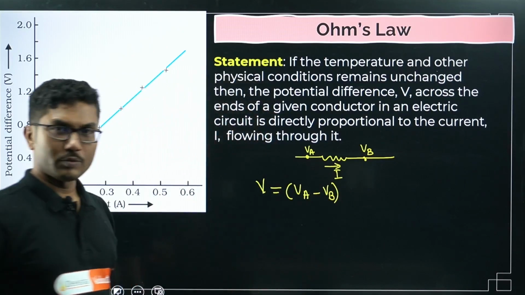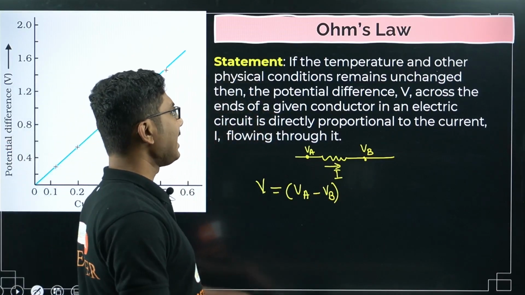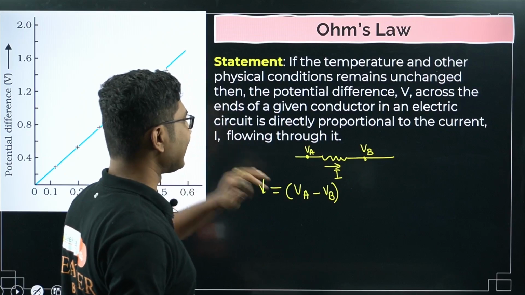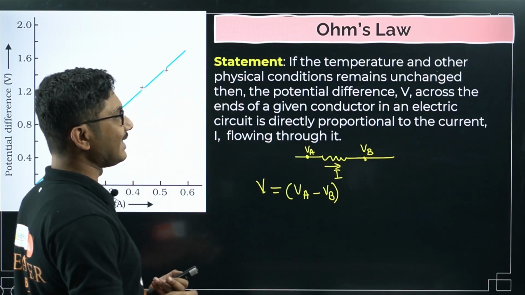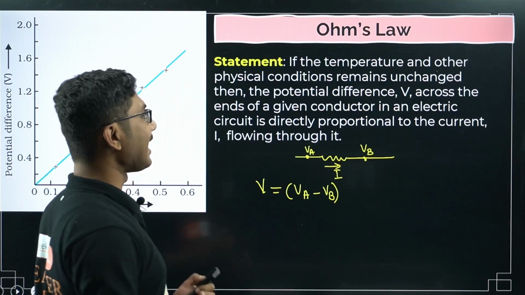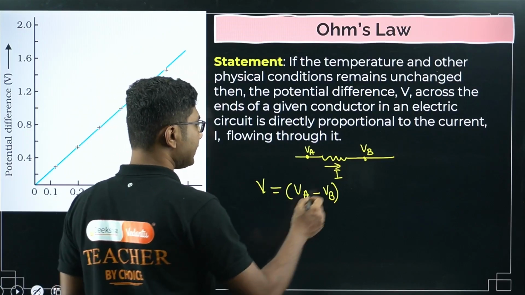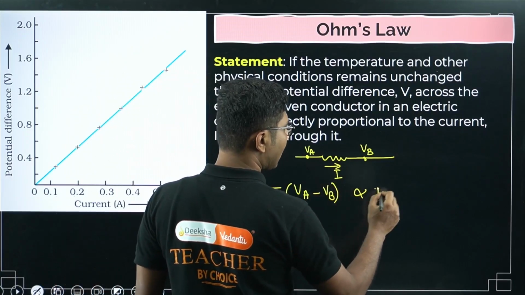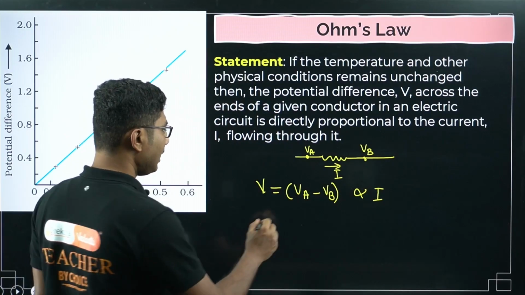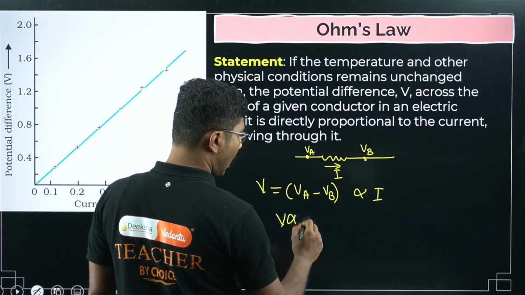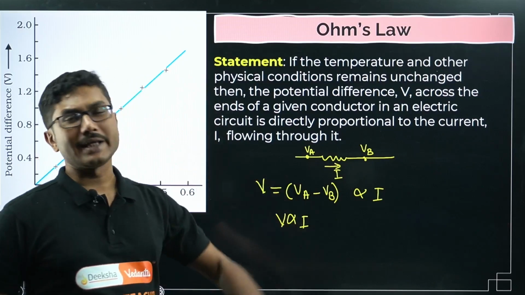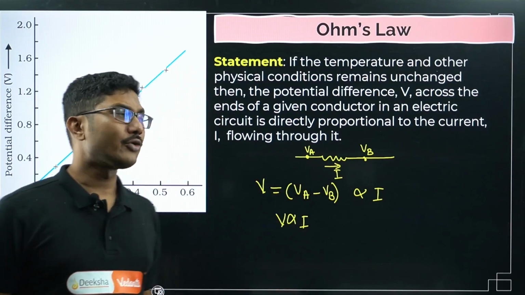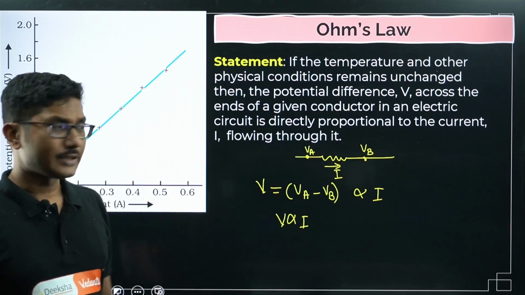Now, what is Ohm's law? Ohm's law states that the potential difference across the ends of a given conductor in an electric circuit is directly proportional to the current flowing through it. So V is proportional to I. Sometimes you might say I is proportional to V, that is also okay.